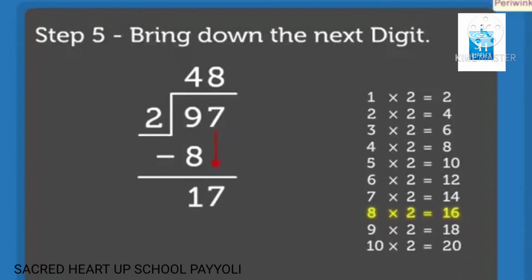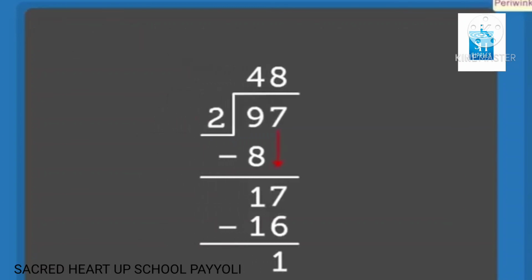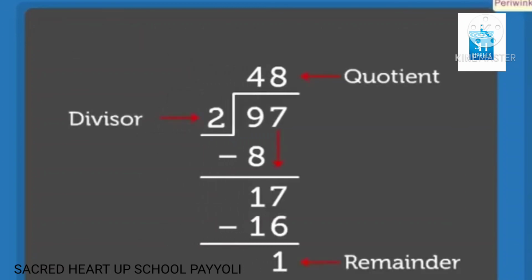Write the 16 under 17. Next, subtract 16 from 17, which is equal to 1. Write 1 in the ones column. Now, there are no more digits to bring down. So, we have finished our division. The remainder here is 1, quotient is 48 and divisor is 2.